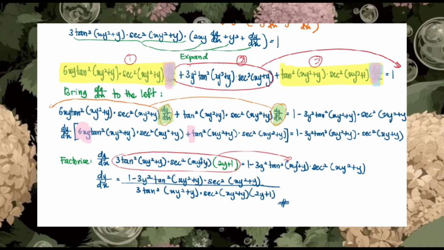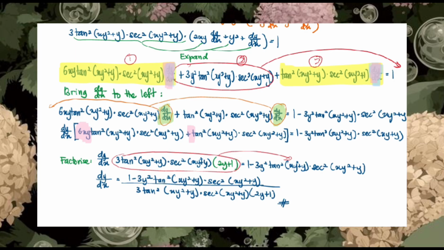After I factorize dy/dx, I then simplify the equation inside the bracket, which gives me 3 tan squared(xy squared plus y) secant squared(xy squared plus y)(2y plus 1) equals 1 minus 3y squared tan squared(xy squared plus y) secant squared(xy squared plus y).